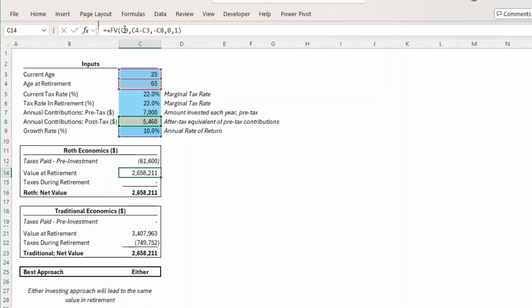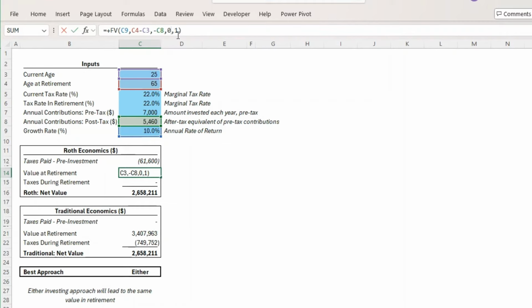How do we calculate that? We're going to use a future value calculation in Excel using our 10% rate of return. Secondly, the number of payments is the age of my retirement minus my current age. So in this case, 40 years. Secondly, the payment is this $5,460. The taxes have already been paid. So the net investment will be this $5,460 every year.